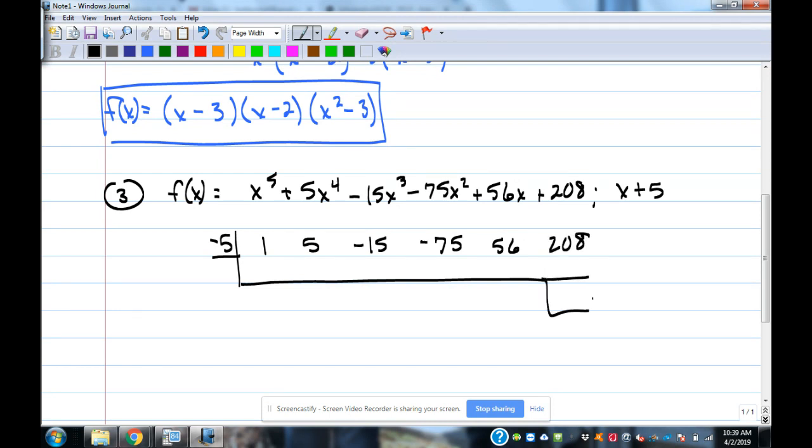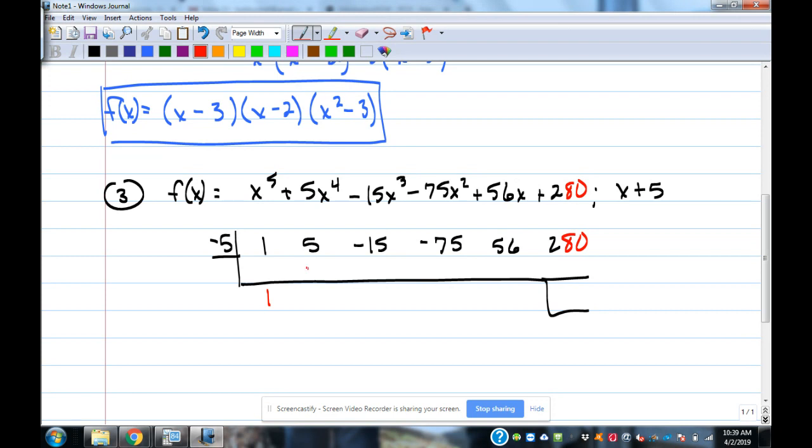Okay? So drop the 1 down. Go to multiply. Sorry. Is it 280? That would definitely not get us a 0 in the remainder there. Thank you. All right, so 280 for the constant on the end. Sorry about that. All right, so drop the 1 down and go to work.